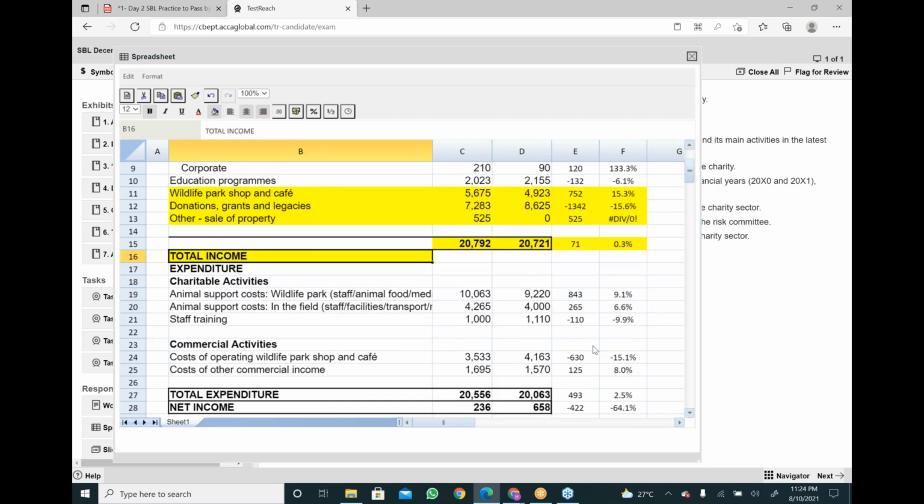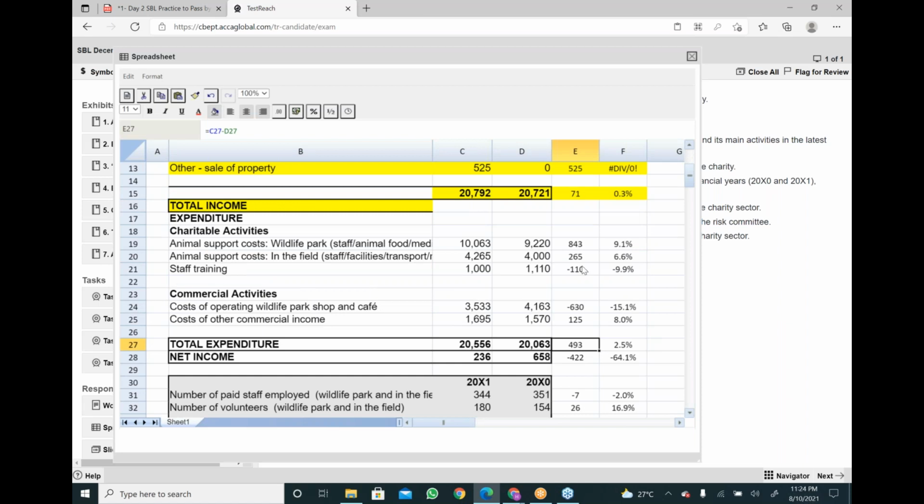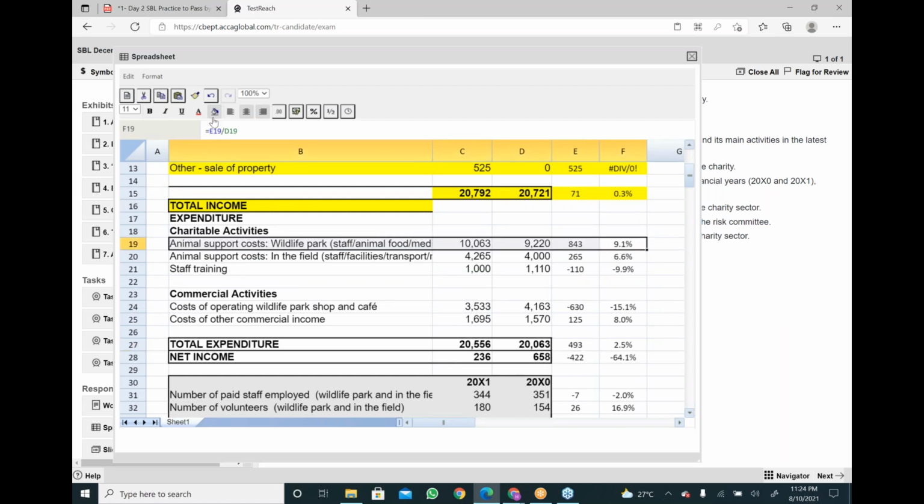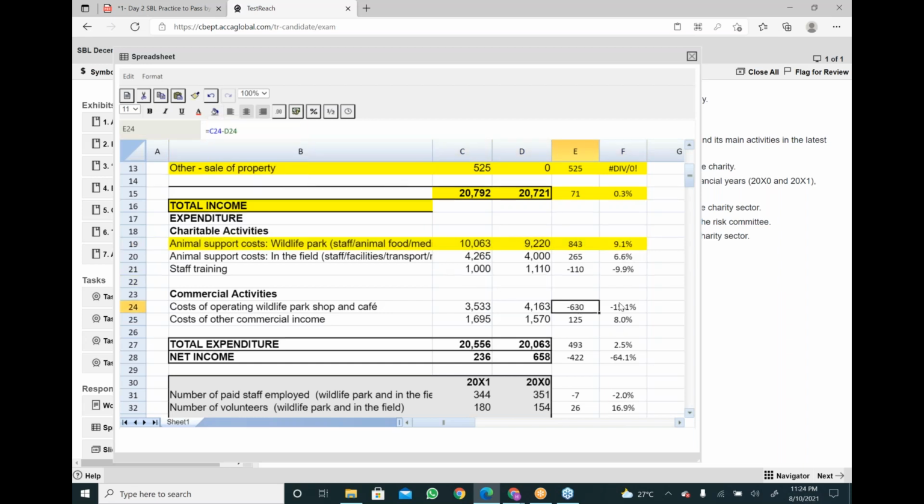On the expenditure, which one is the bigger one? I think this 843 is a very big variance. And what about 630? This one is quite big. Already we have highlighted 5 points.